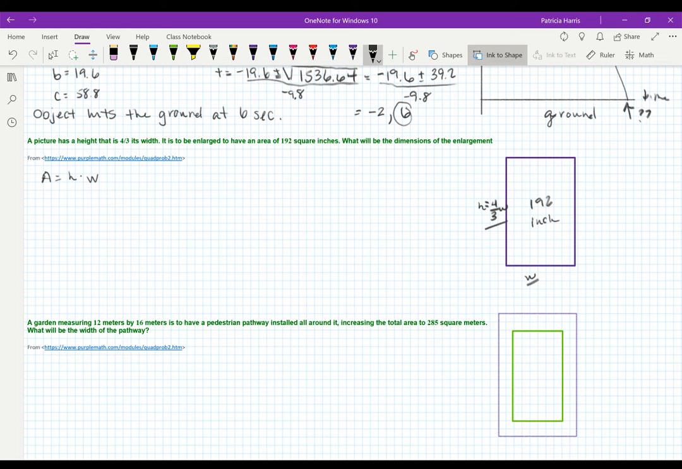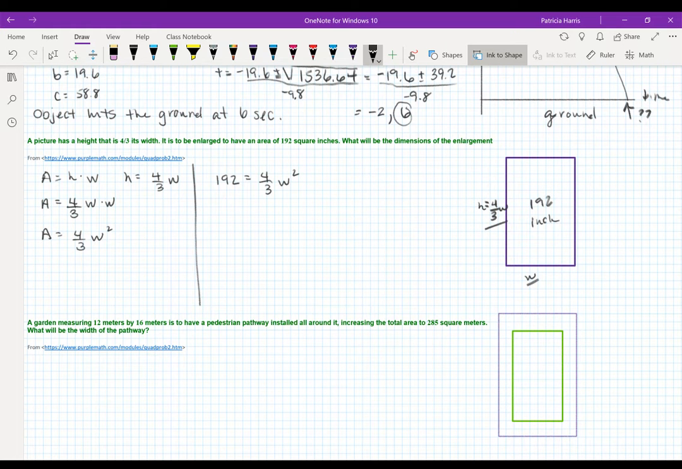Okay, so now if I have an area and I know the height is 4 thirds the width, then I can replace one of these letters and create an equation with just two variables instead of three. Now again, we're keeping the proportions. I want the area to be 192 square inches. So the trick with this problem, or not the trick, is to realize that it's a little bit more straightforward than we think.